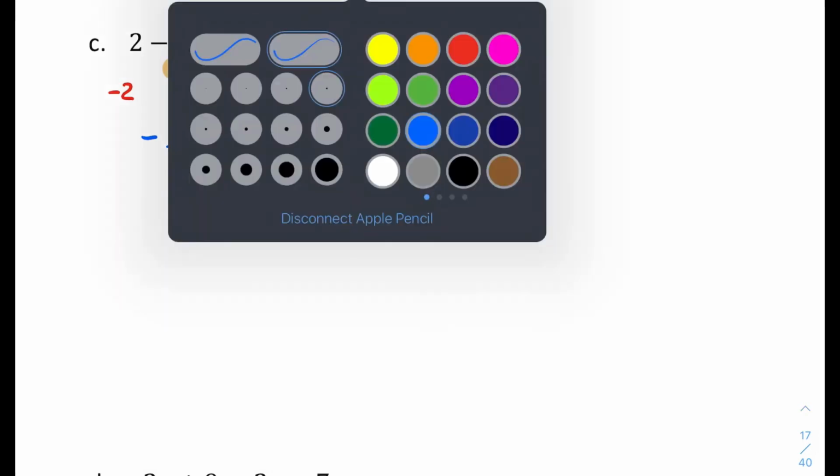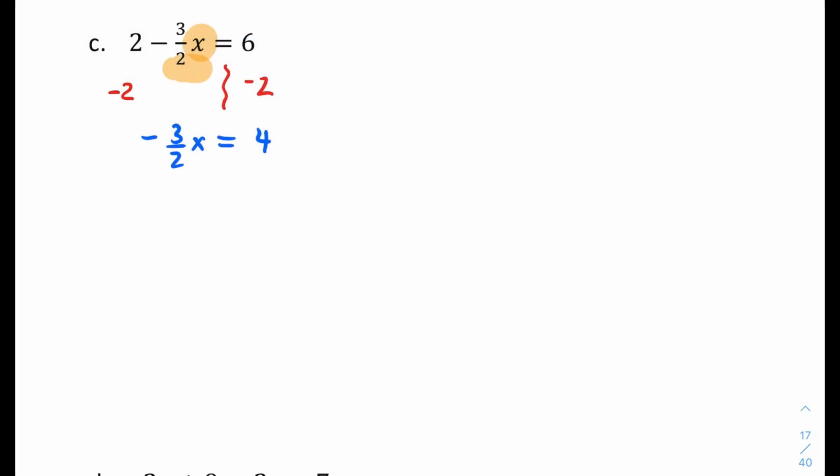Okay, so on this one, our variable is part of the term -3/2 x. So I'm going to get that term by itself by subtracting 2 from both sides, because 2 minus 2 would give me 0, constants on the left, and just my -3/2 x term equals 4. And then you could do this in 1 step or 2 steps. I'm going to do it in 2 steps this time.